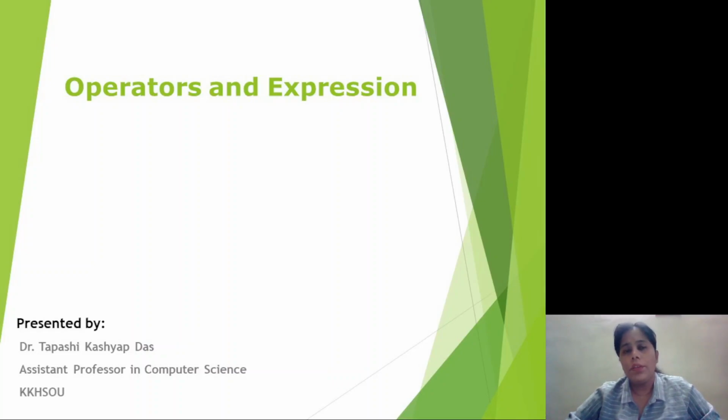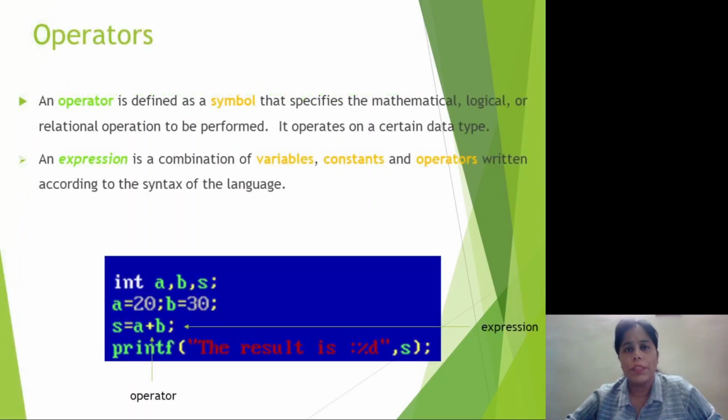Dear learner, today I am going to discuss the concept of operators and expressions in C language. Operators are basically some symbols which are used to operate on operands. An expression is a combination of variables, constants, and operators written according to the syntax of the language.